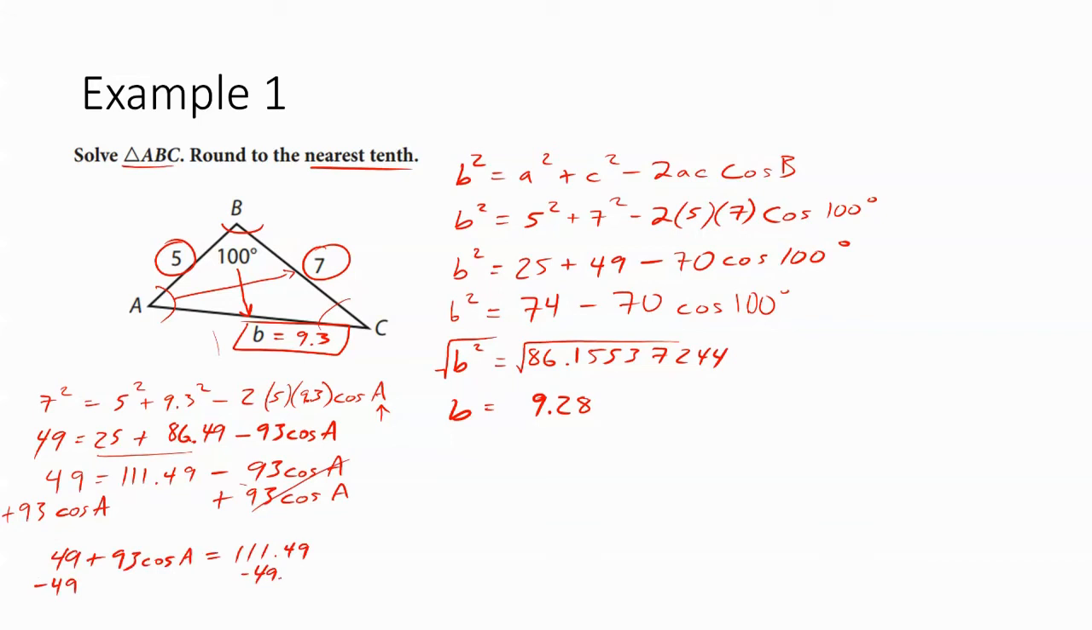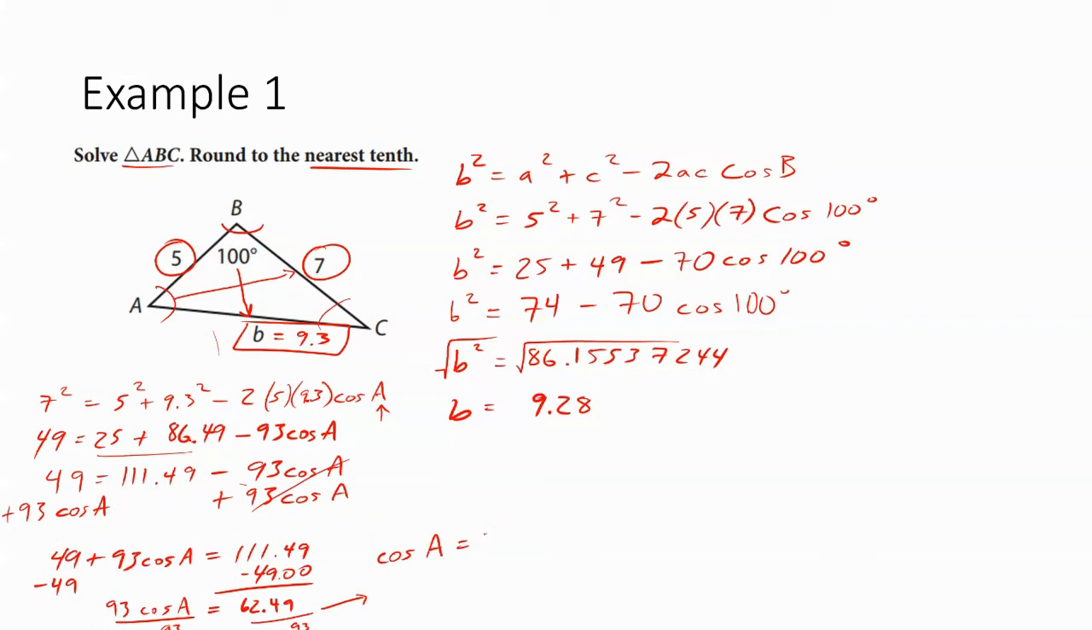Ultimately, what I'm doing here, guys, is I am isolating A, all right? So follow along with me, 111.49 minus 49, and you should get 62.49. Very nice. And then 93 cosine of A. How do you get rid of a multiplying 93? Divide. So I'm dividing by 93 there. So we have cosine of A equaling 62.49 divided by 93.